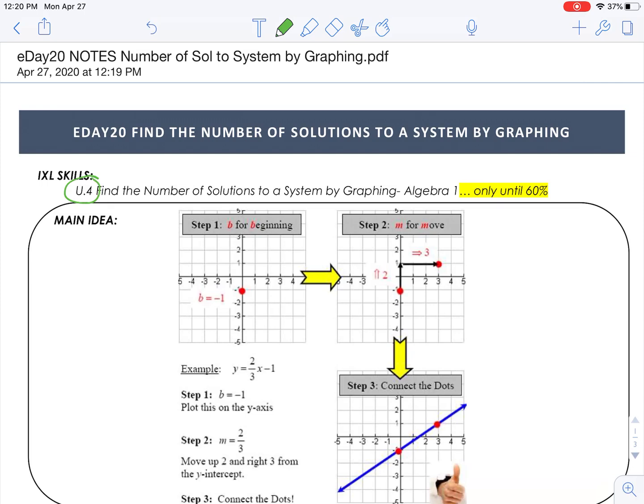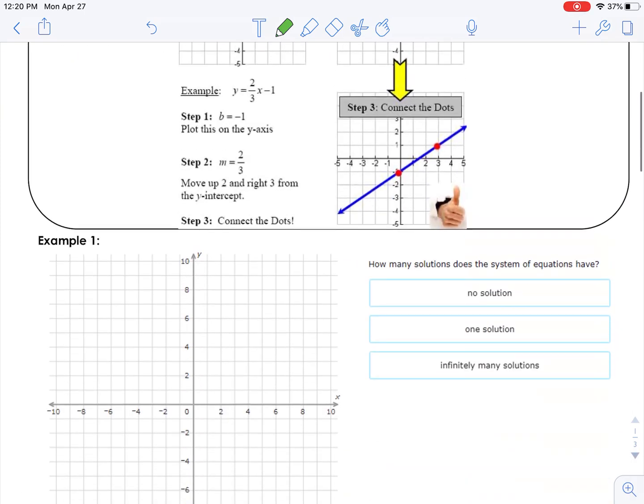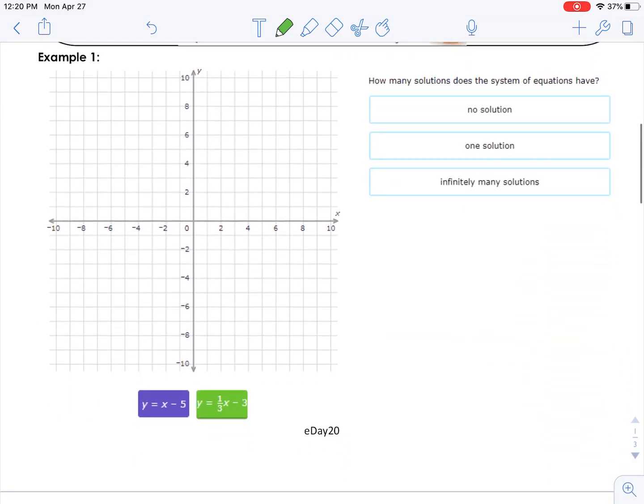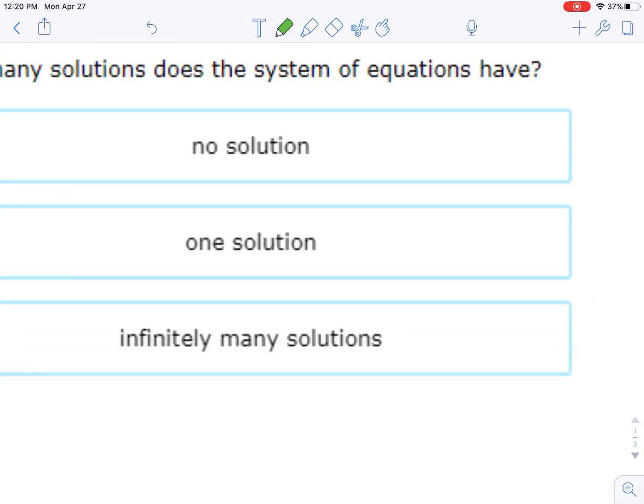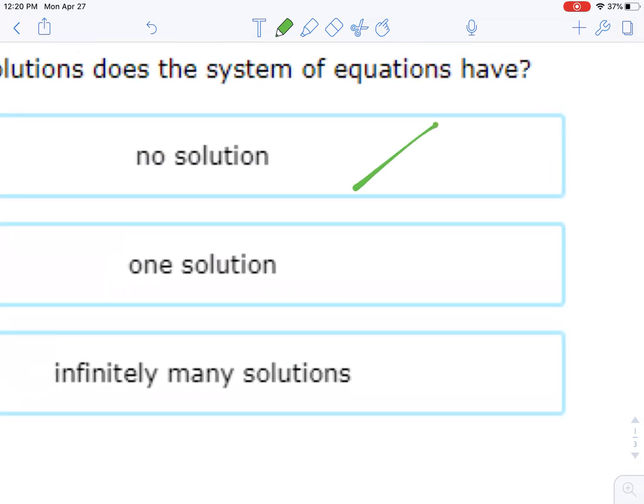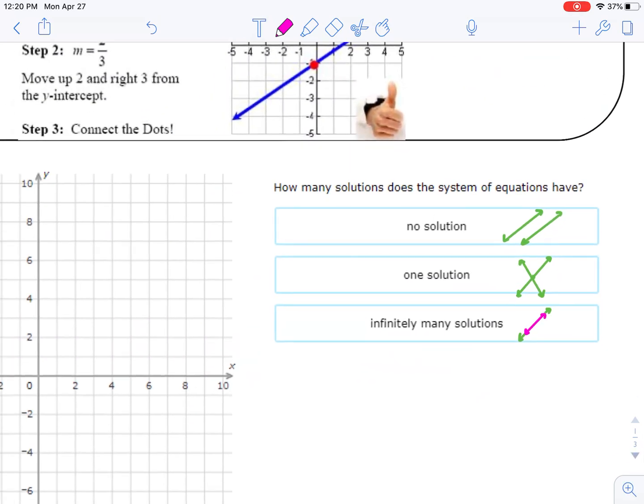We are going to be doing IXL U4 in Algebra 1, but you only need to go to 60%. Today we're going to be graphing systems of equations using slope-intercept form, but then we need to talk about the number of solutions. No solution is when the lines are parallel, meaning they do not intersect. One solution will be where the lines intersect at one point, and infinitely many solutions are where the two lines are the same, so they're right on top of each other, and they have every point in common.